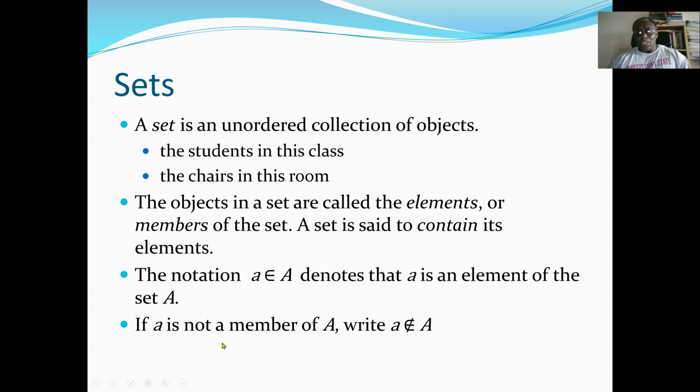Now, if a is not a member of set uppercase A, we can write it as the element symbol with a slash. So this means the lowercase a, which is an element, does not belong to or is not a member of the uppercase A set.